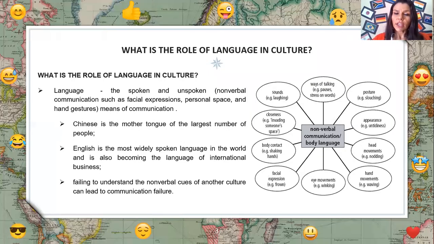What is the role of language in culture? Language includes the spoken and unspoken nonverbal communication, such as facial expression, personal space, and hand gestures, as means of communication. Nonverbal body communication, for example, hand movements: the Italians speak with moving hands. Head movements: the Indians move their heads. Body contact, sounds, posture, and appearance.